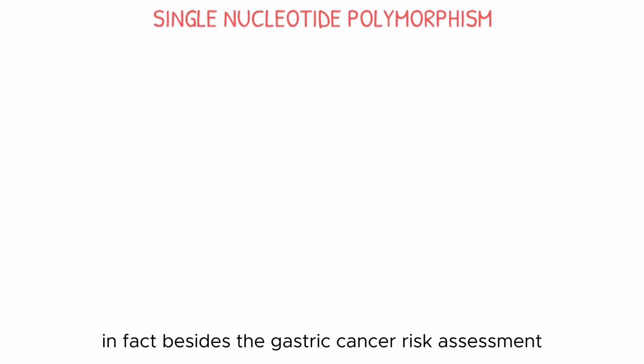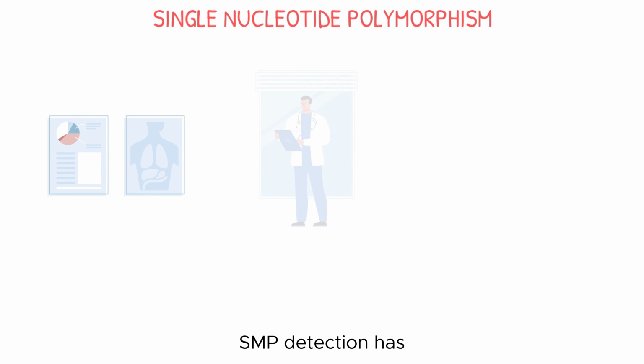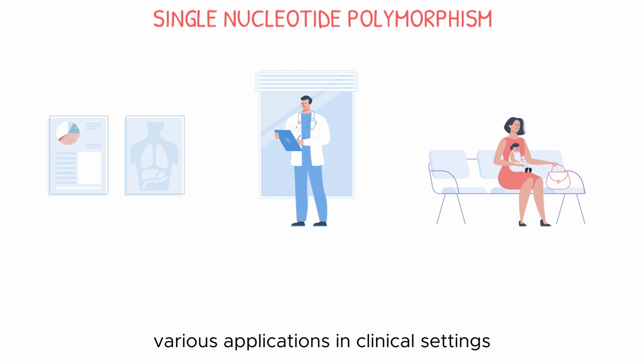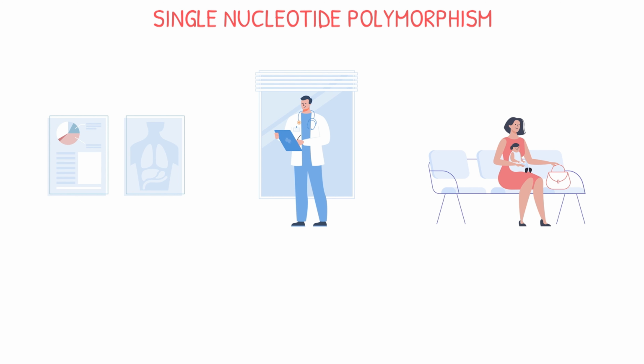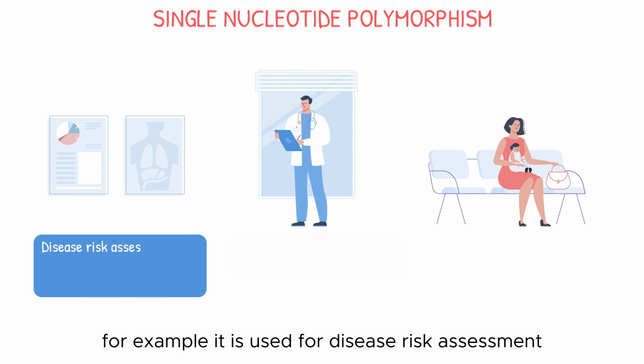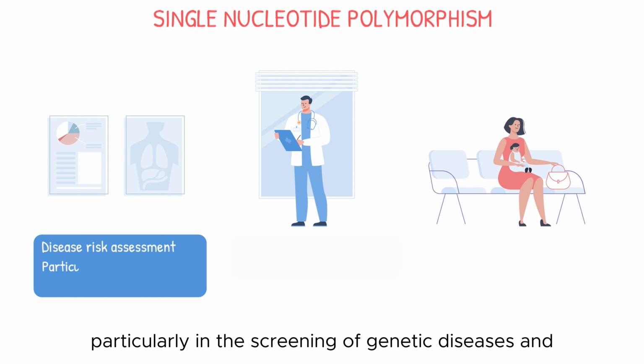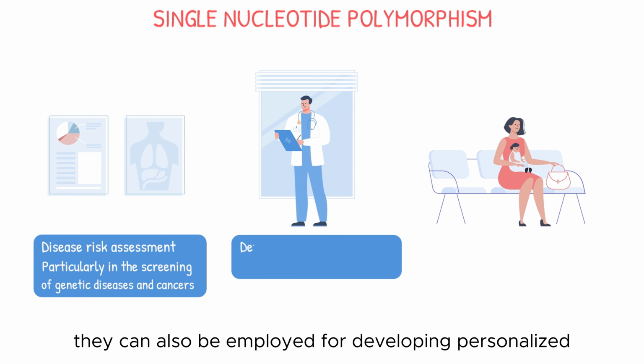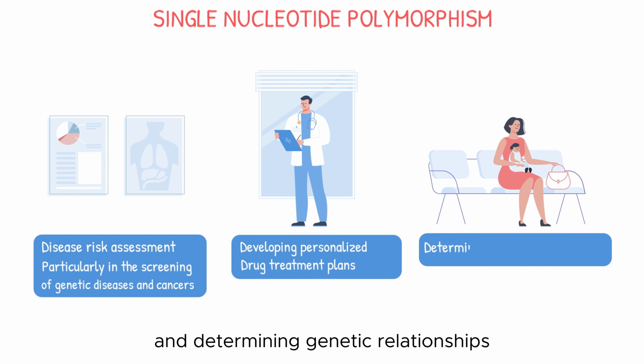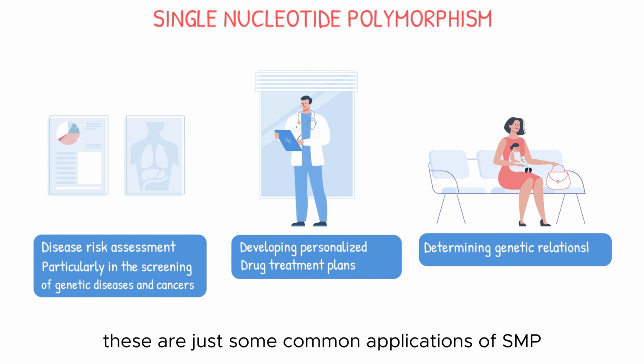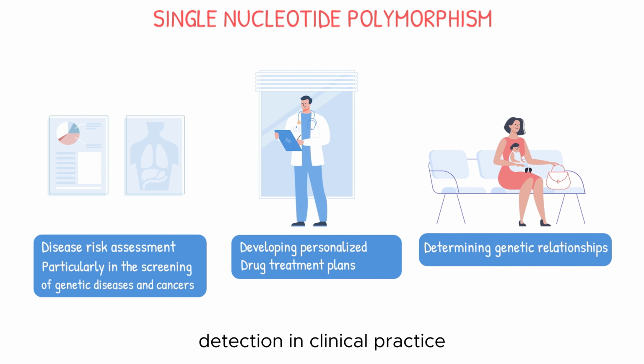In fact, besides the gastric cancer risk assessment we have been discussing, SNP detection has various applications in clinical settings. For example, it is used for disease risk assessment, particularly in the screening of genetic diseases and cancer. It can also be employed for developing personalized drug treatment plans and determining genetic relationships. These are just some common applications of SNP detection in clinical practice.